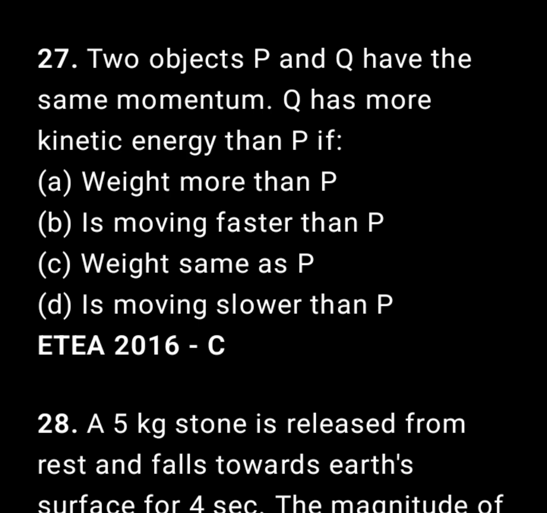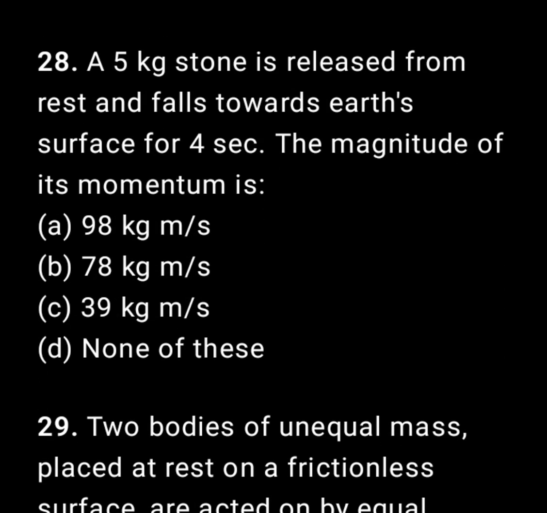ETA 2016 C. 28. A 5 kg stone is released from rest and falls towards Earth's surface for 4 seconds. The magnitude of its momentum is A. 98 kg meter per second. B. 78 kg meter per second. C. 39 kg meter per second. D. None of these.